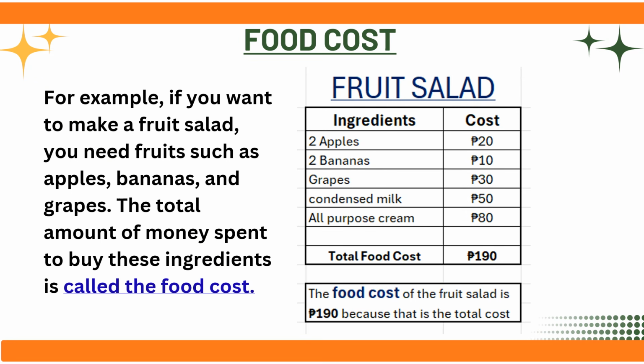For example, if you want to make a fruit salad, you need fruits such as apples, bananas, and grapes. The total amount of money spent to buy these ingredients is called the food cost.